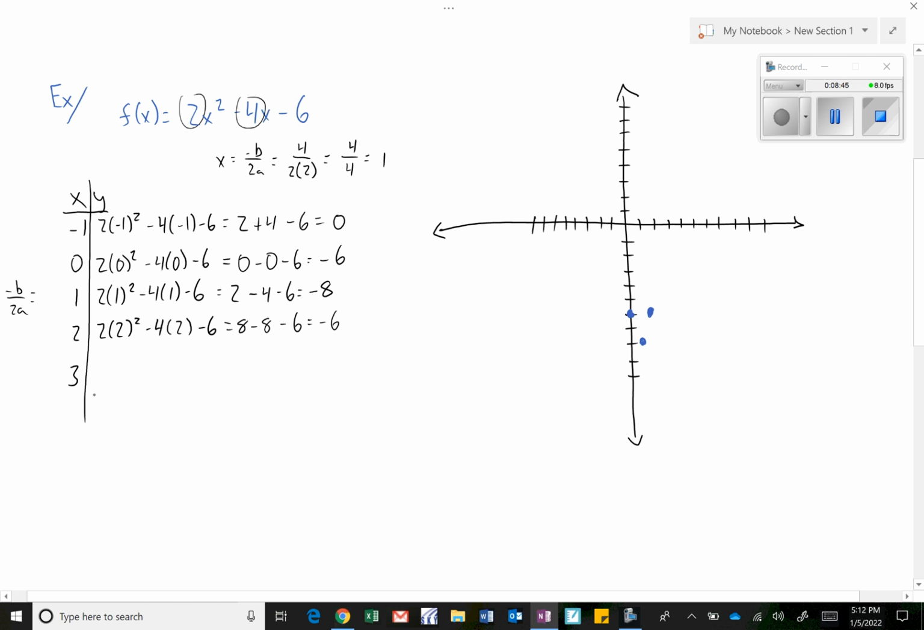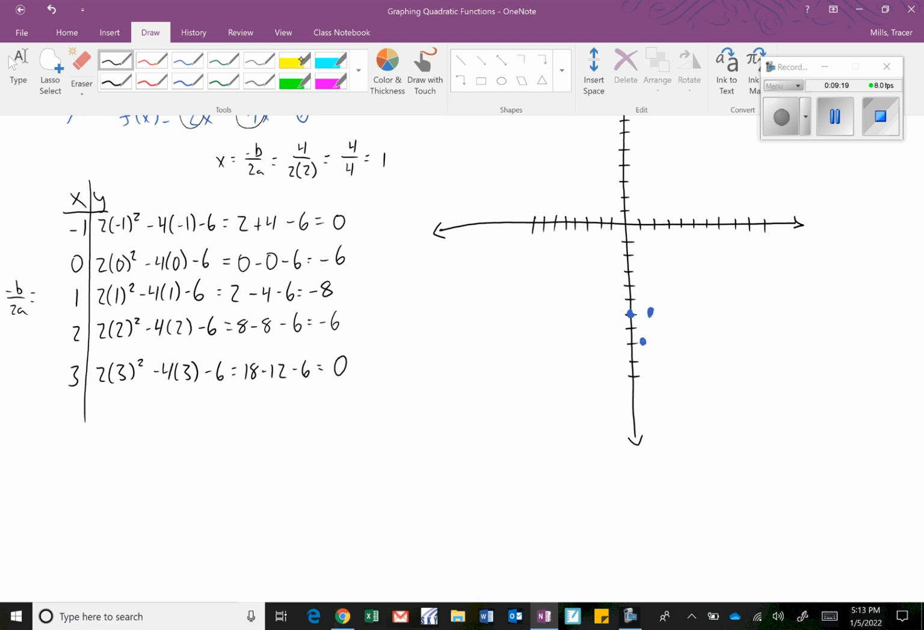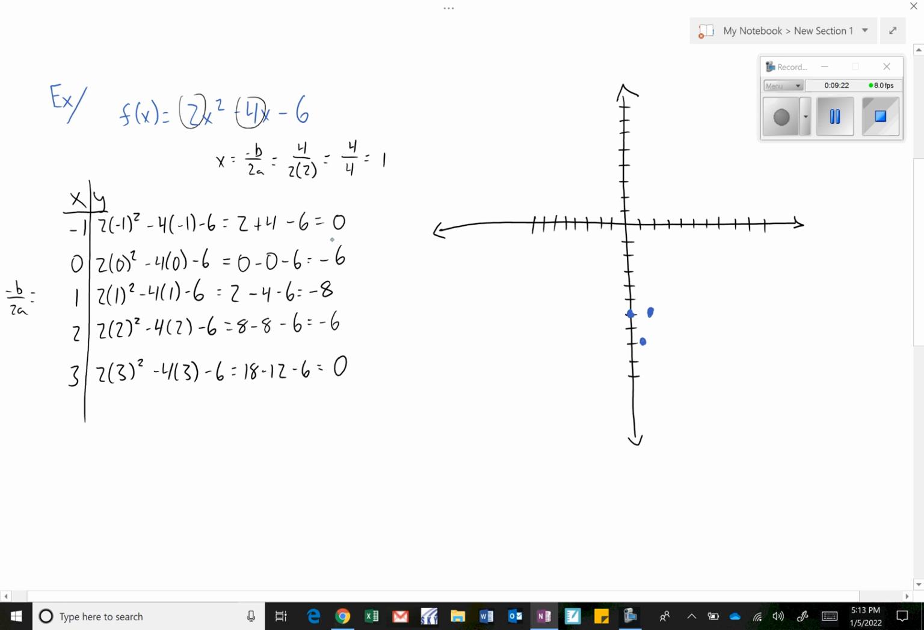Go ahead and take a guess what we're going to get for this last value here. I think it's going to be 0 again. So let's see, we sub in 3. Let's see, 3 squared is 9. 9 times 2 is 18. Minus 4 times 3 is 12. And minus 6. So 18 minus 12 is 6. And 6 minus 6 is 0. Very good. Okay. So I can go ahead and graph those 2 points.